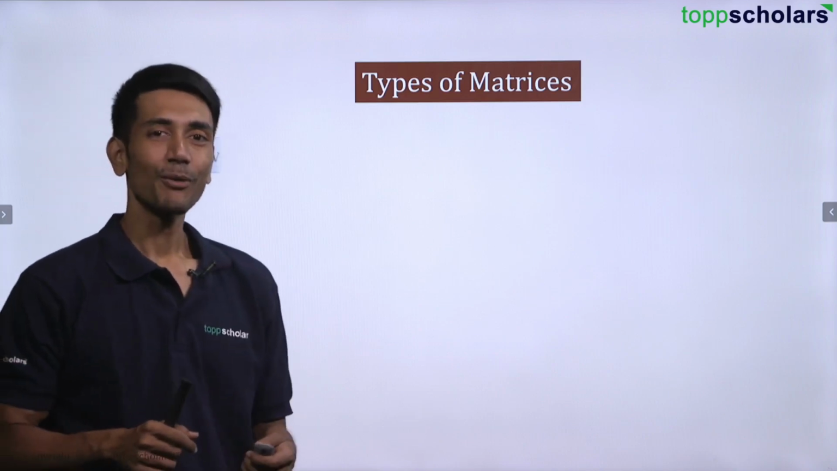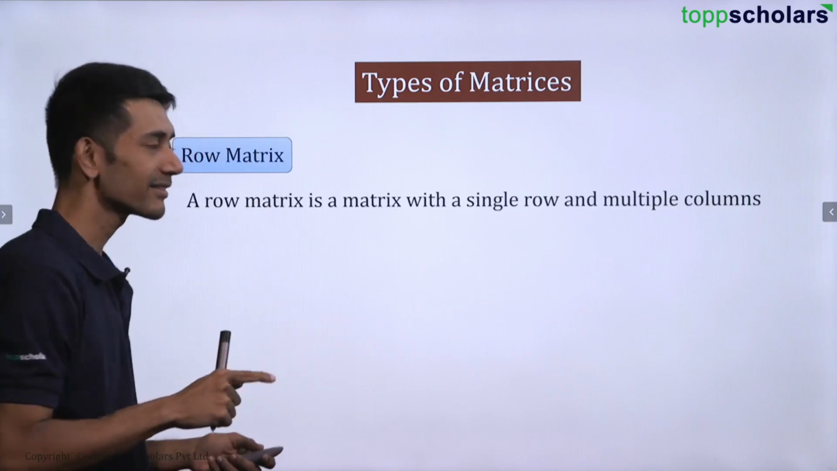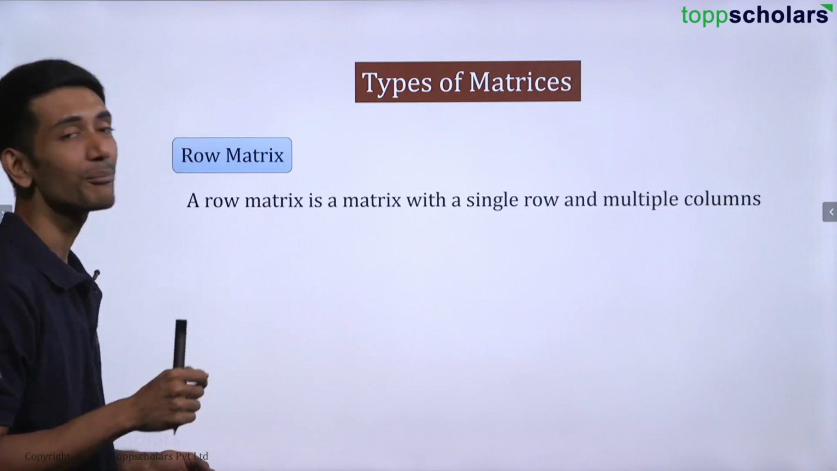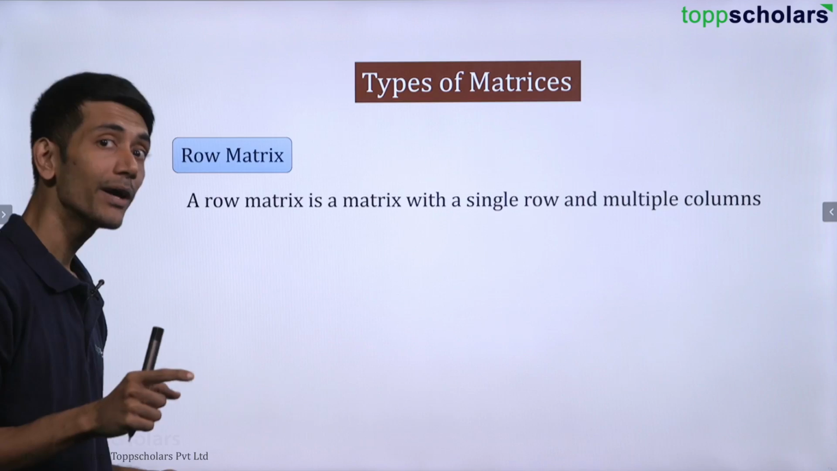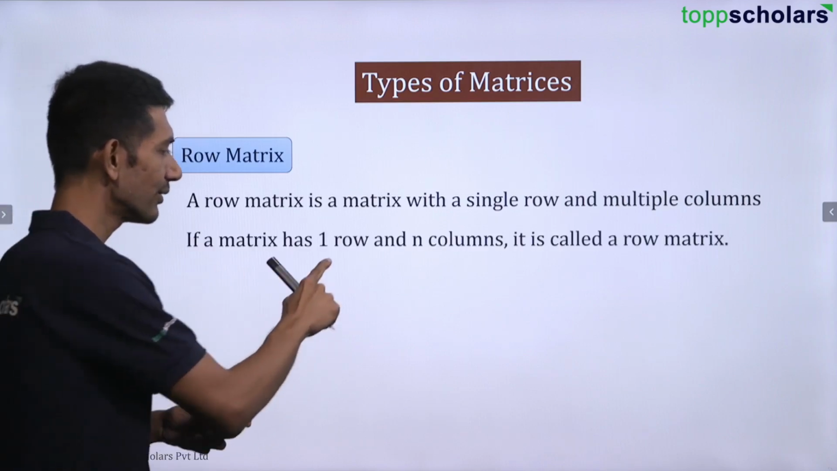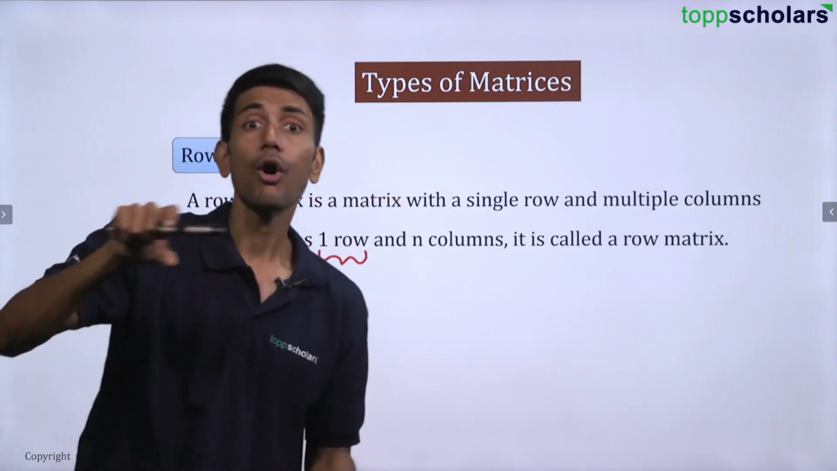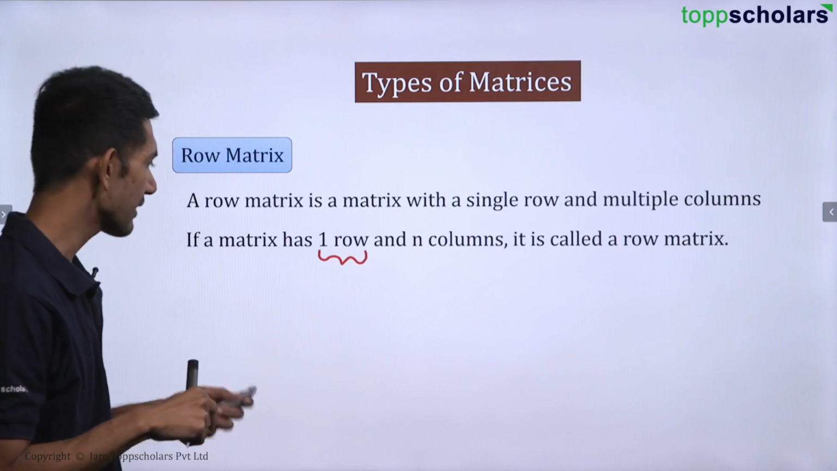Okay. Now let us talk about a row matrix. So what exactly is a row matrix? A row matrix is a matrix with a single row and multiple columns. So if you have one row and multiple columns, it is a row matrix. So one row and n number of columns. So it will look horizontal, right? It will look something like this.